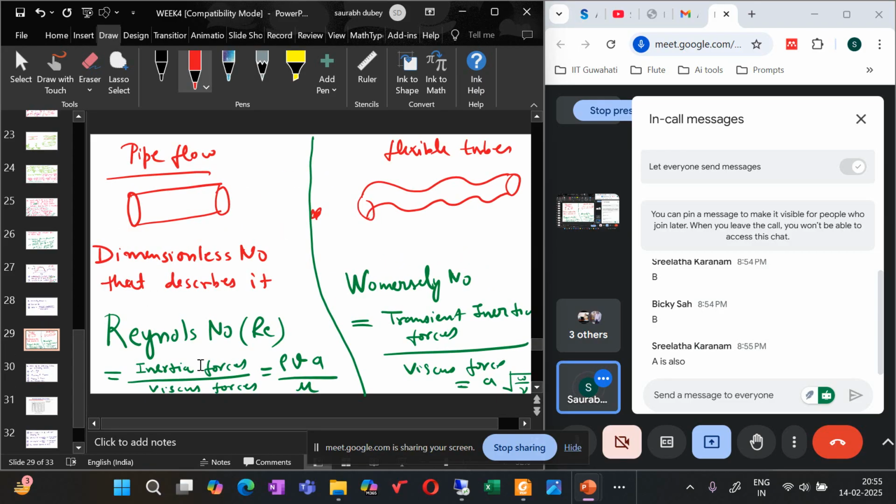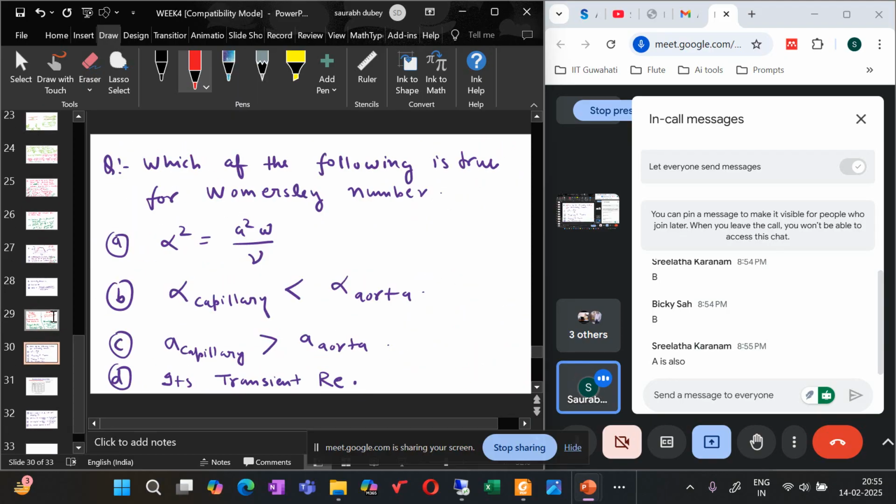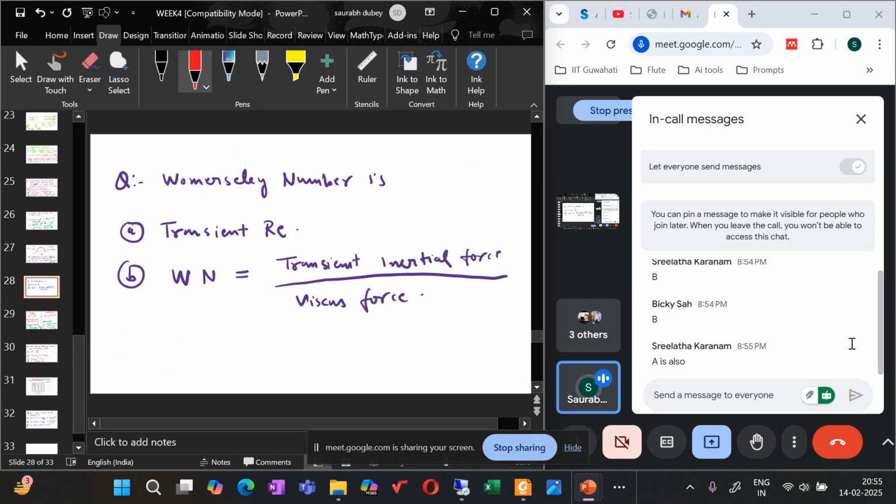So you remember this pipe flow and the flexible tubes we considered. Here I said this is for the Reynolds number, and the same number appears there, so we call it the Vomersley number. And this Vomersley number has the transient inertial forces to the viscous forces, and A is also right. Yes, so both are correct. You are correct. So A and B both are correct. Good. Both are true.